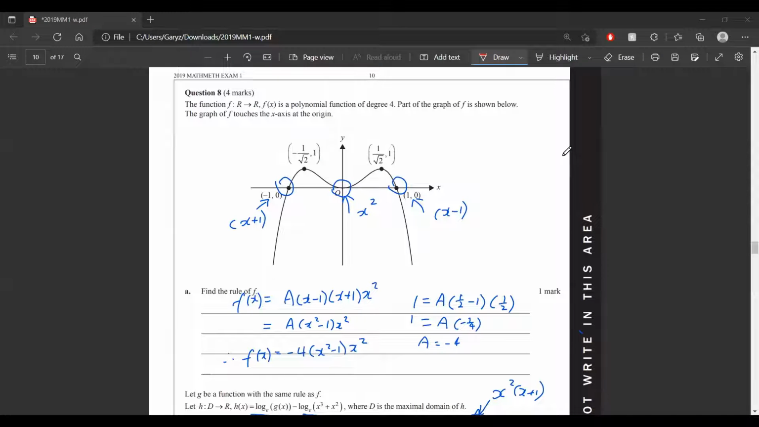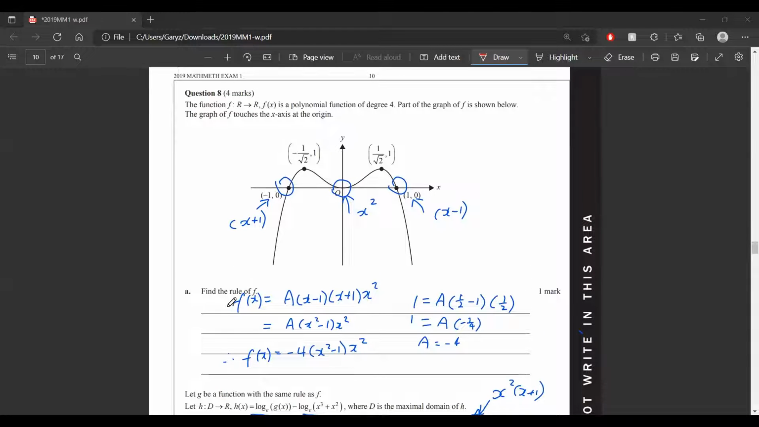Hello everyone. Today I'll be going through the final two questions of the 2019 Math Methods Exam 1. Obviously, because they're the two final questions in the exam, they are pretty hard. But yeah, let's get to it.